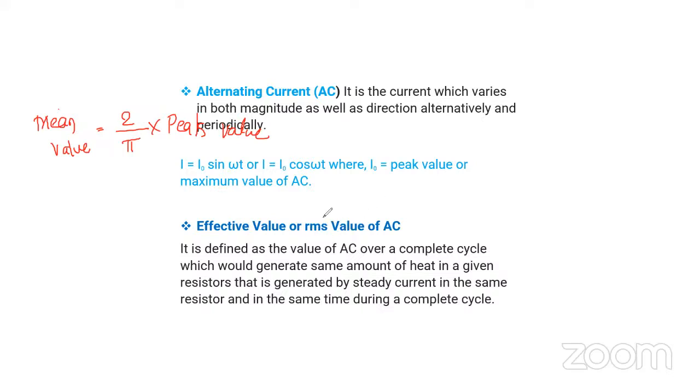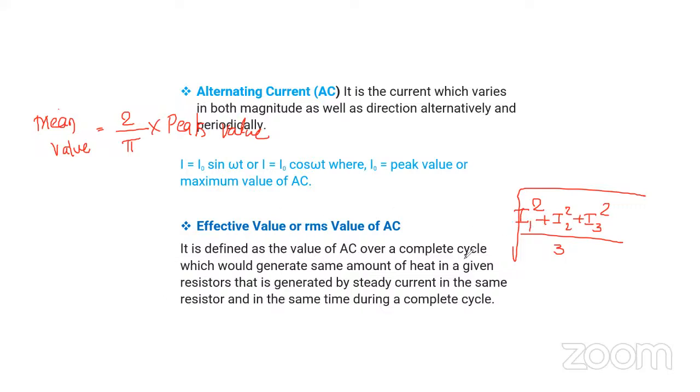As the term indicates, root mean square. Whatever the current is there, first you need to square that. Then you need to take the mean of the squared current, and then put a root for that. So simply, it is called the RMS value of AC for the current, or it is also called the effective value.